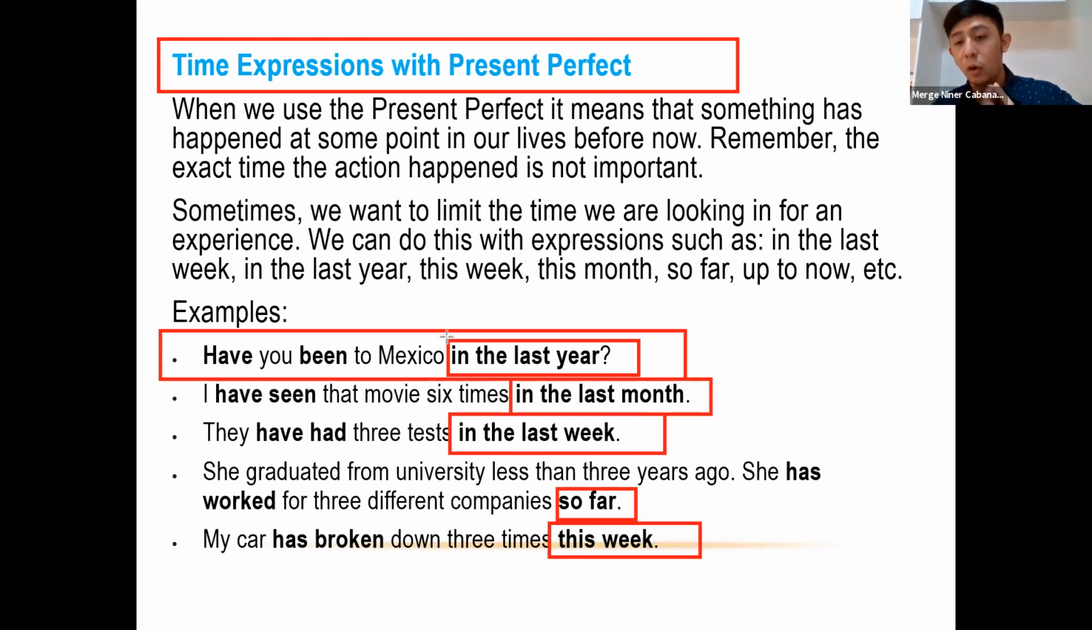So for the past year, parang if I'm going to convert this in Tagalog, ganito yung idea niya. Sa nagdaang taon, naka-experience ka ba na pumunta sa Mexico? Nagka-experience ka ba na pumunta o makabalik sa Mexico? That's the literal translation. Iba yon, okay, sa last year. Last year lang. Kasi if last year lang, did you go to Mexico last year? Kasi last year is a specific time expression.